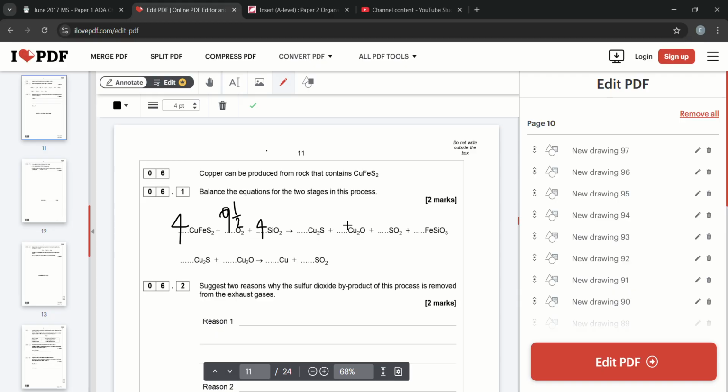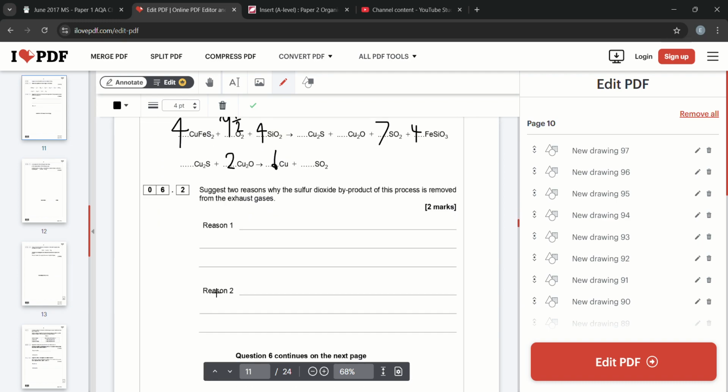Nothing here, 7 SO2 plus 4 FeSiO3 arrow. Nothing there, 2 Cu2O, 6 Cu plus SO2. I might go through this part of question 6.1 in a separate video, in detail on how to balance it, because it's pretty tricky. But for today's video, for the whole question 6, I'm just going to give you guys the answer for the balancing of the equation.